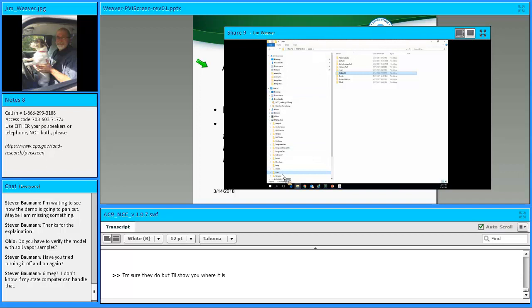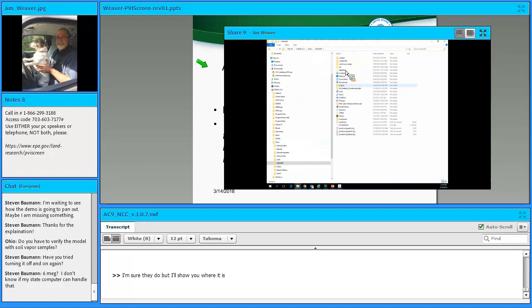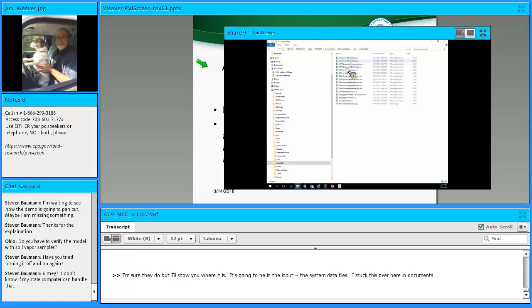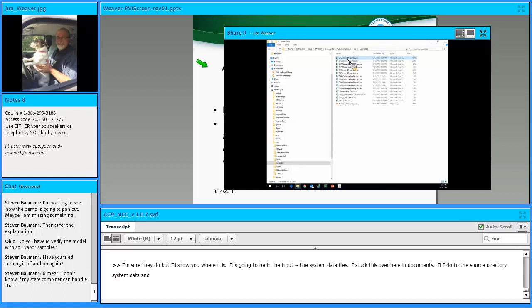It's going to be in the input data files, or the system data files, sorry. And I stuck this over here in documents. So if I go to the source directory, system data, and I'll hit this chemical properties file. And so that's going to call up Excel.